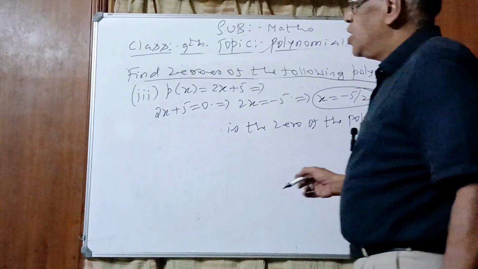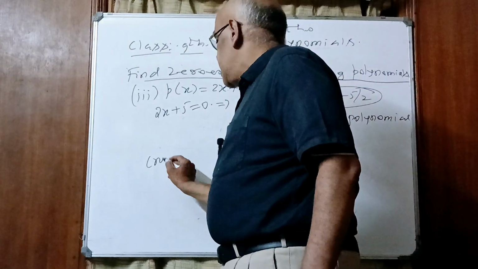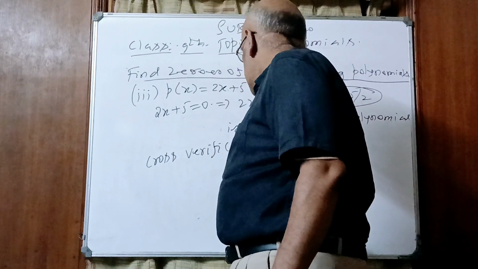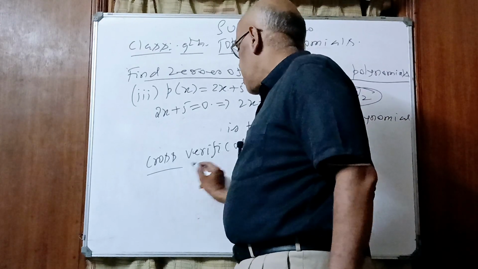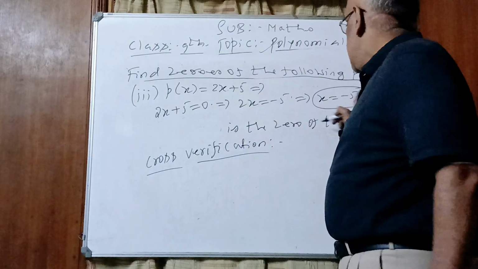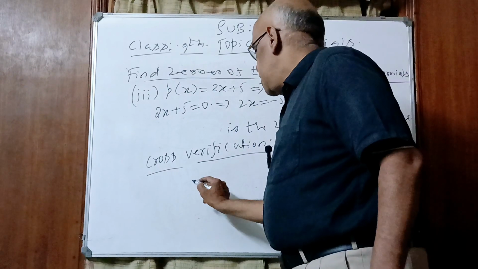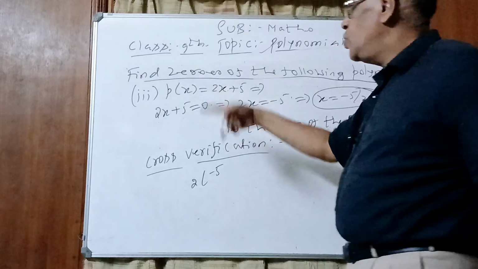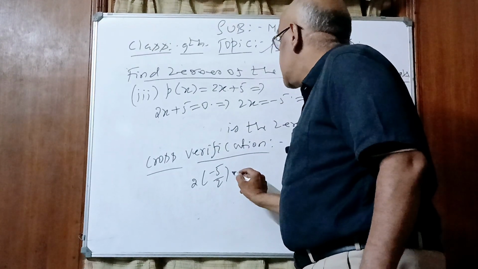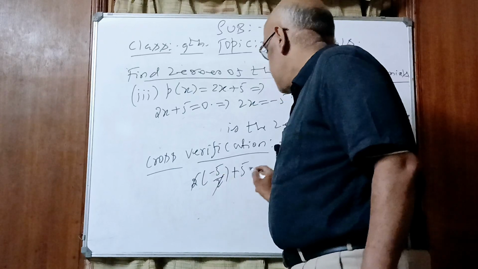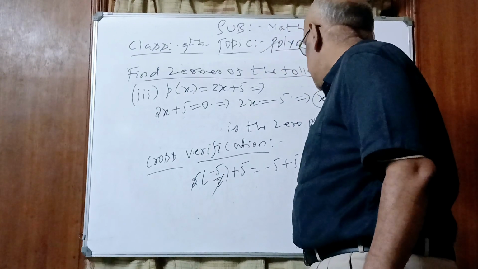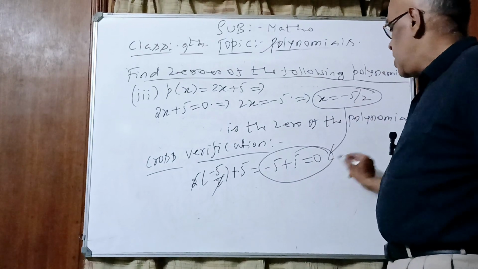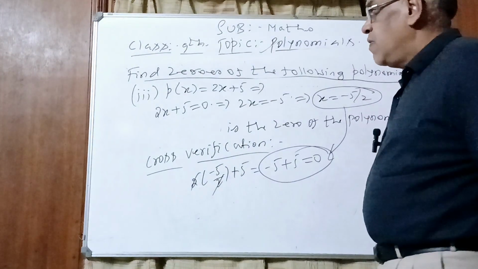If you are not sure, do cross verification. I keep telling children that we should do cross verification. The answer we got, check whether it is standing or not. What do you have to put in place of x? Minus 5 by 2. On putting minus 5 by 2 for x, you will get answer 0. 2 to 1. What is that? Minus 5 plus 5. Yes, we get answer as 0. Then the value is called zero of the polynomial. Interesting, no children? Very, very easy.